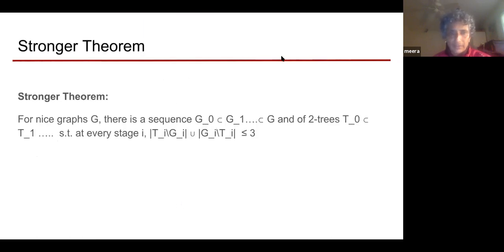So the stronger theorem that we actually have is not just giving a constant flex dr plan, but actually that for these nice planar graphs, planar isostatic graphs, which, as I pointed out, just don't have very large cycles or large degrees, there is a sequence of subgraphs that you can find, and a corresponding sequence of two trees, such that at each i, the number of edges that are in the graph and not in the tree, versus the number of things that are in the tree but not in the graph, that number is relatively small.